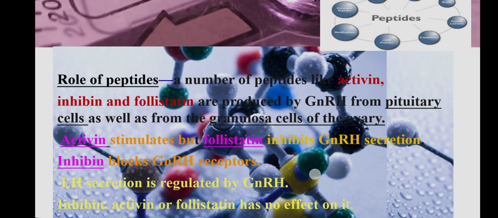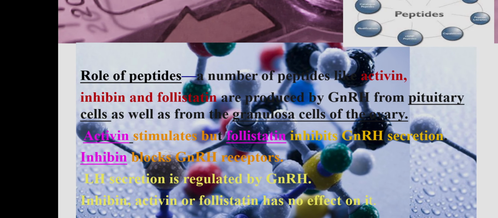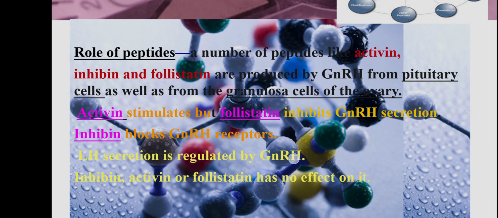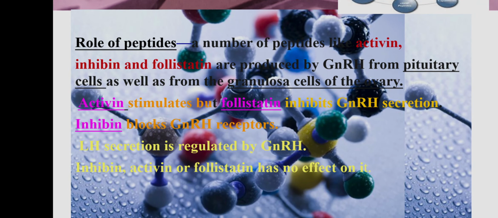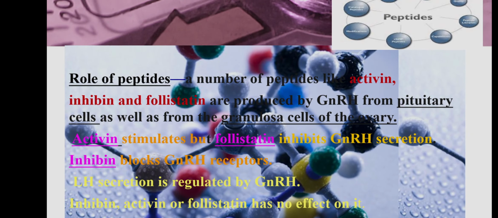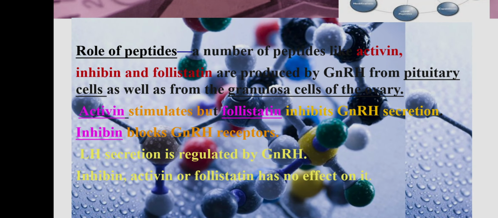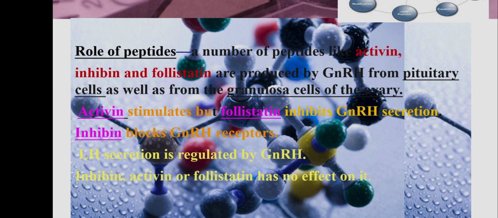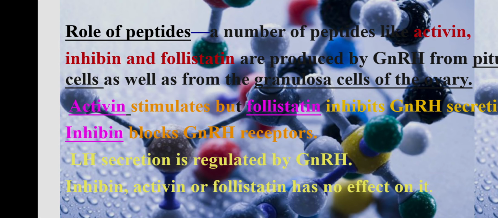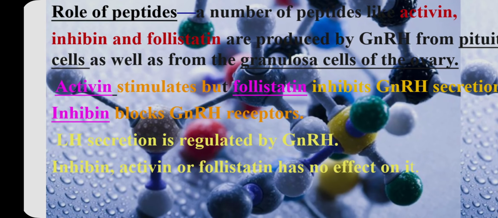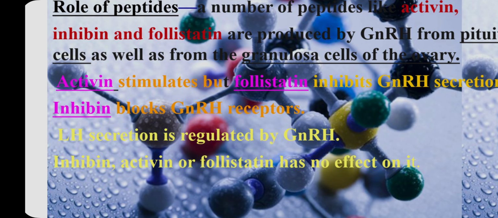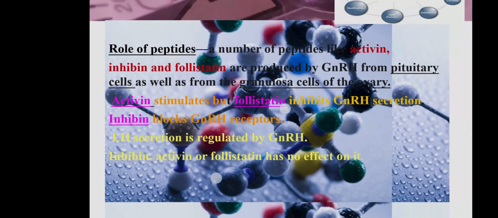Peptides, a number of peptides like activin, inhibin and follistatin. These are the three main peptides: activin, inhibin and the follistatin. These are produced from the anterior pituitary cells as well as from the granulosa cells. Activin stimulates, but the follistatin inhibits the GnRH secretion. Inhibin blocks the GnRH secretion. So here only the activin is stimulating the GnRH secretion, whereas the follistatin and the inhibin block it. Okay.